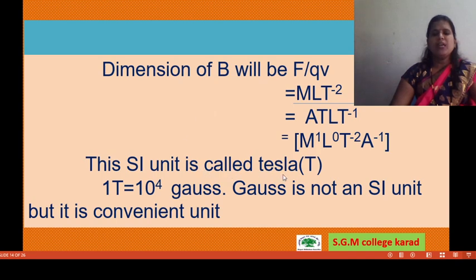The SI unit is Tesla. Therefore, 1 Tesla is equal to 10 raised to 4 Gauss. Gauss is not an SI unit, but it is a convenient unit of magnetic field.